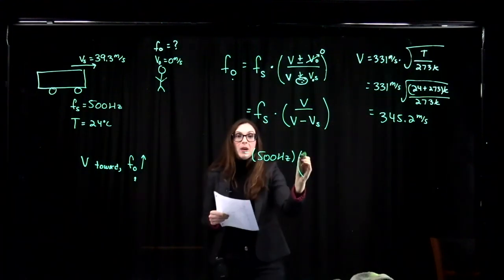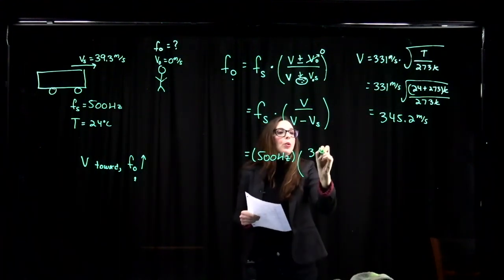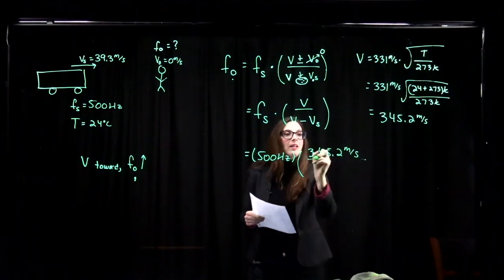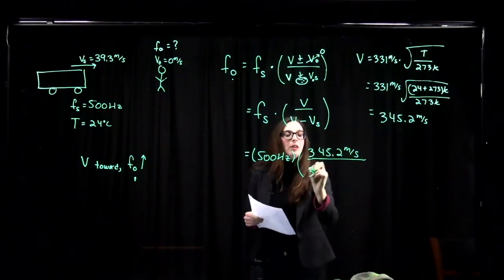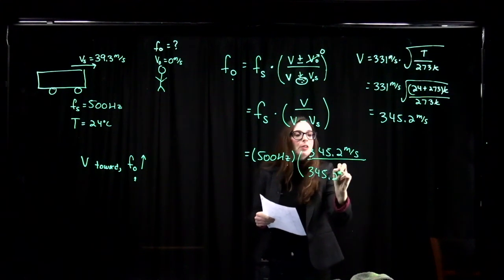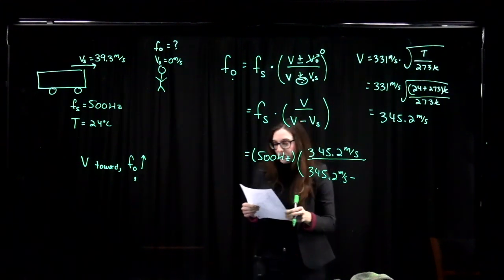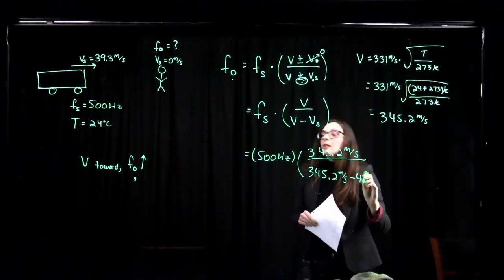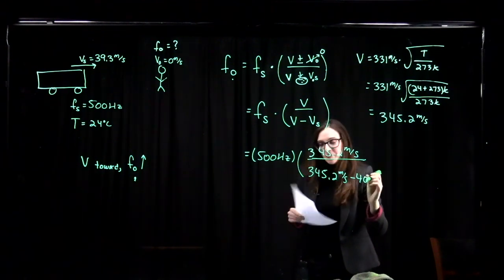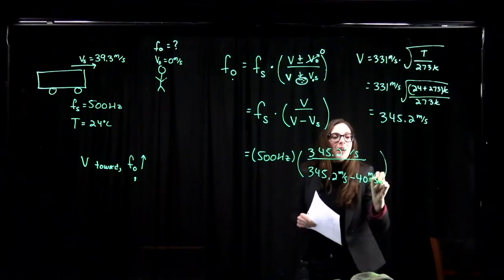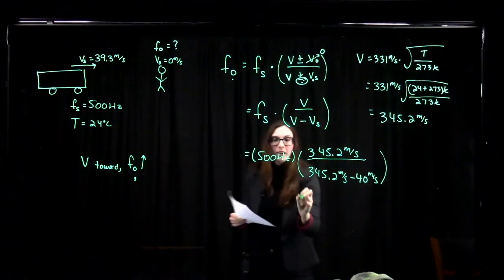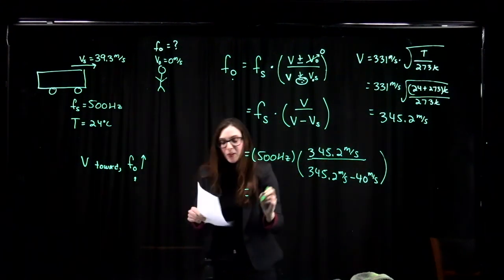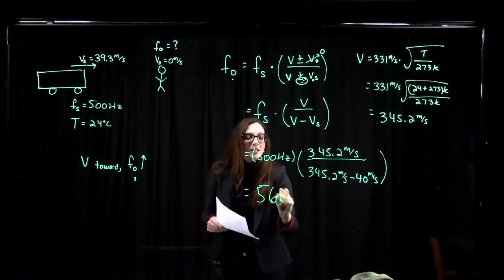Then on the top of my fraction here, I've got 345.2 meters per second. I'm going to divide it by 345.2 meters per second minus the velocity of my source, which was 39.3 meters per second. And then that gives us a frequency heard by the observer of 566 hertz.